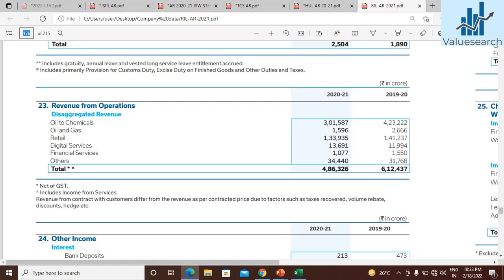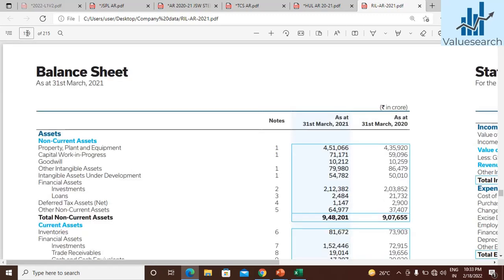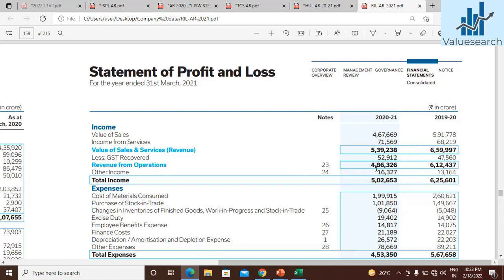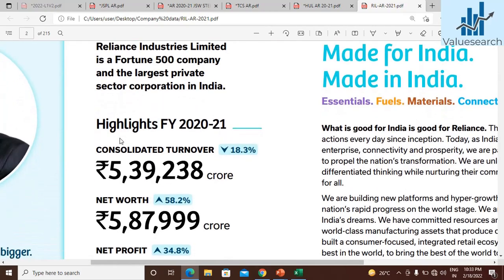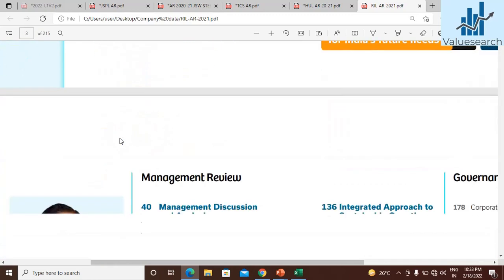Now, let us look at another thing once again. This one was 486,326, and you have another number, 539,238, which is value of sales and services before the deduction of GST. Now let us look at one small interesting thing. You guys must be still thinking, where is Jio's number? So I am just going to take you there.